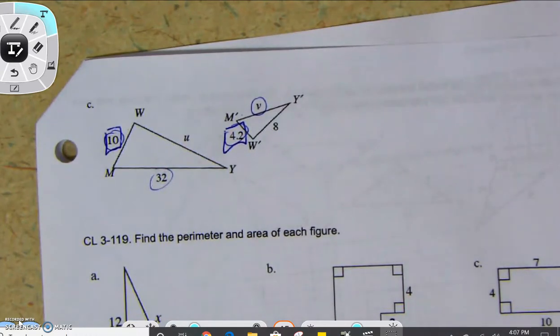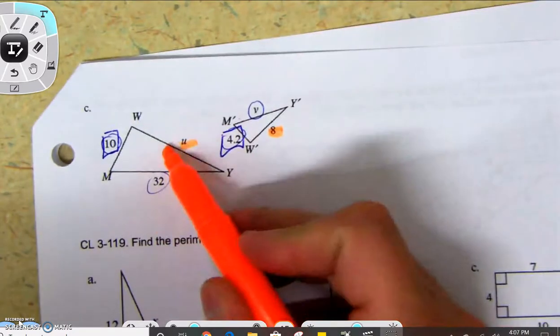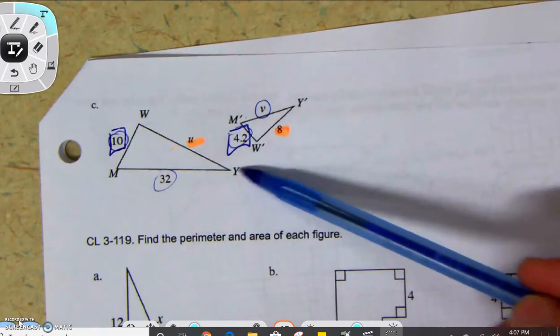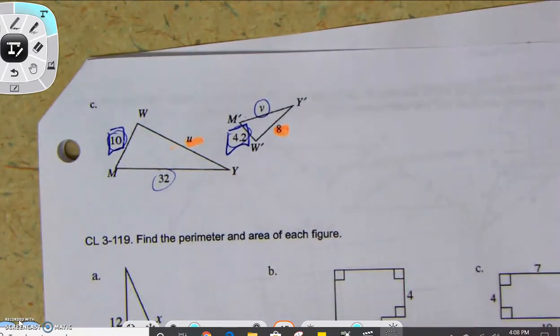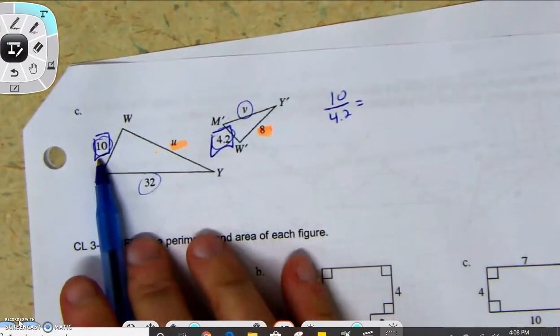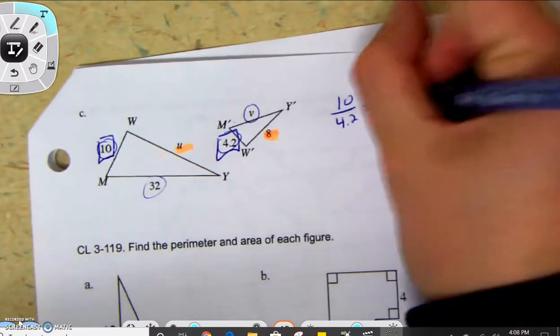And then I also know that the 8 and the U are going to go together there too. And across from M, those are going to be related. Or you can say in between W and Y, those go together. So setting up proportions, 10 over 4.2, so left triangle over right triangle, and then if I do left triangle over right triangle, I need U over 8.